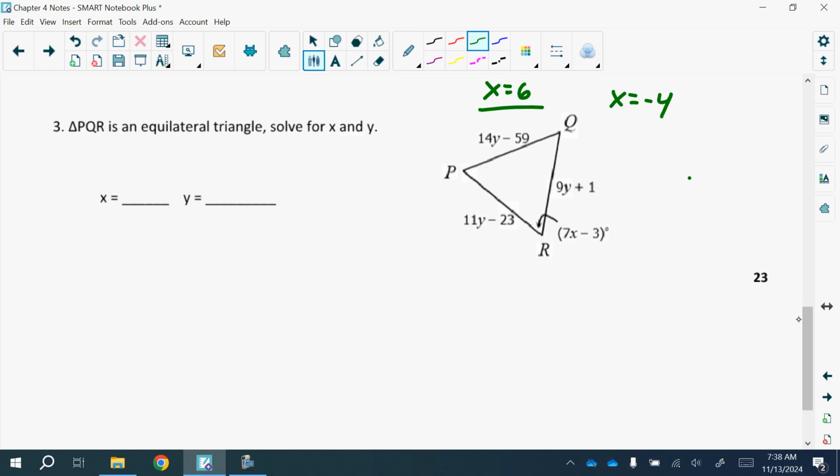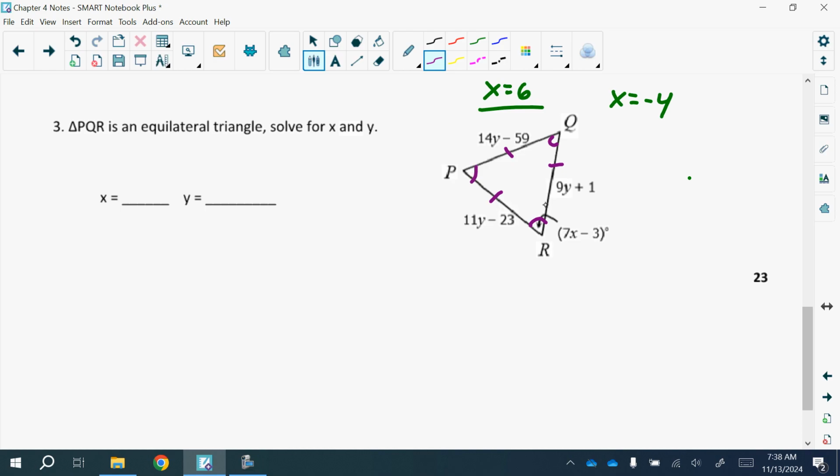Lastly, example 3: triangle PQR is an equilateral triangle. Then it says solve for x and solve for y. It's equilateral, so all these sides are equal, and that means it's also equiangular. Great. Let's start with y.